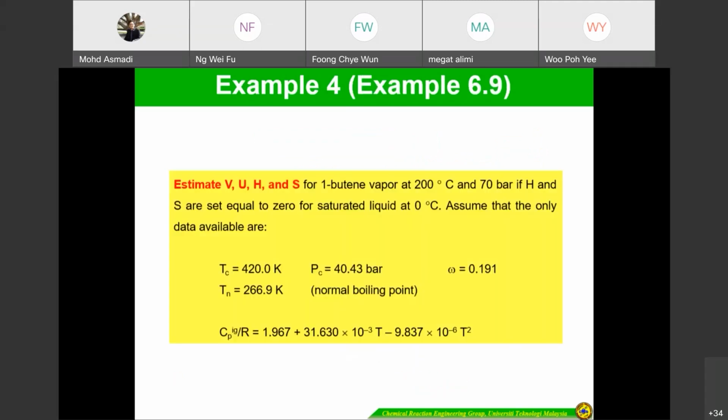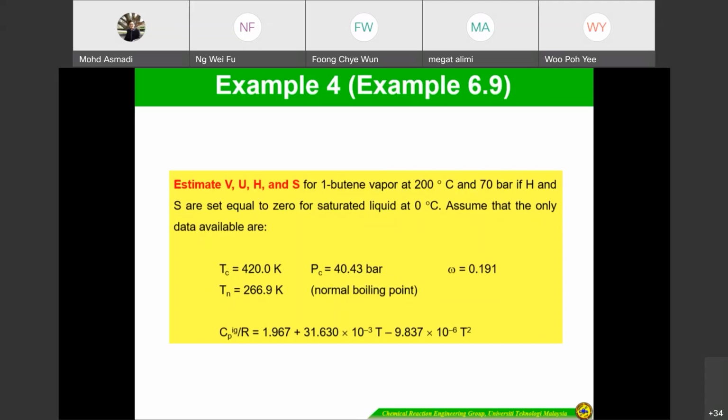Okay, let's see the example. This is a very long example. This is one of the good examples, and you can read it from the main textbook. For the old versions, please refer to example 6.9. For the new version, I think it is 6.10 or 6.8, I think 6.10, for the 8th edition. Mine is the 6th edition or 7th edition.